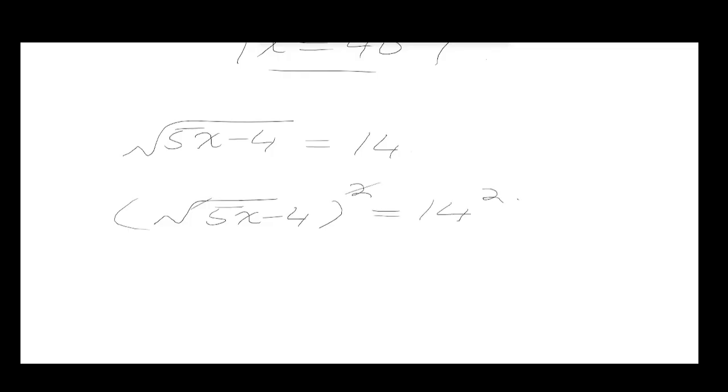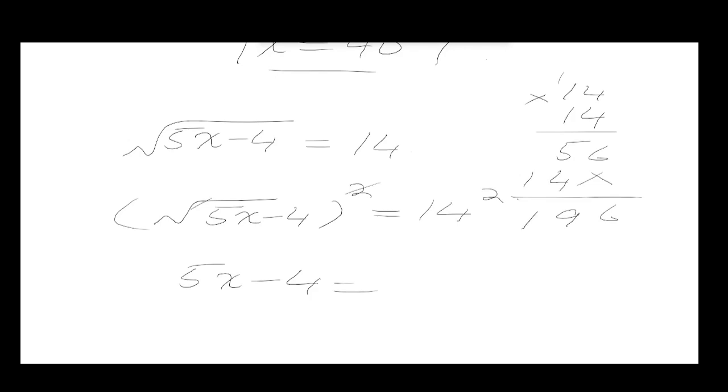So now the square and square get cancelled. We get 5x minus 4. But what is 14 square? So we can write 14 into 14. 4 fours are 16. Here we have 1. 4 ones are 4, added with 1 is 5. So we're going to write x here. 4 ones are 4 again, and 1 one is 1. So our answer will be 6, and 5 plus 4, that is 9. So 196 will be 14 squared. So we can write 196 here.